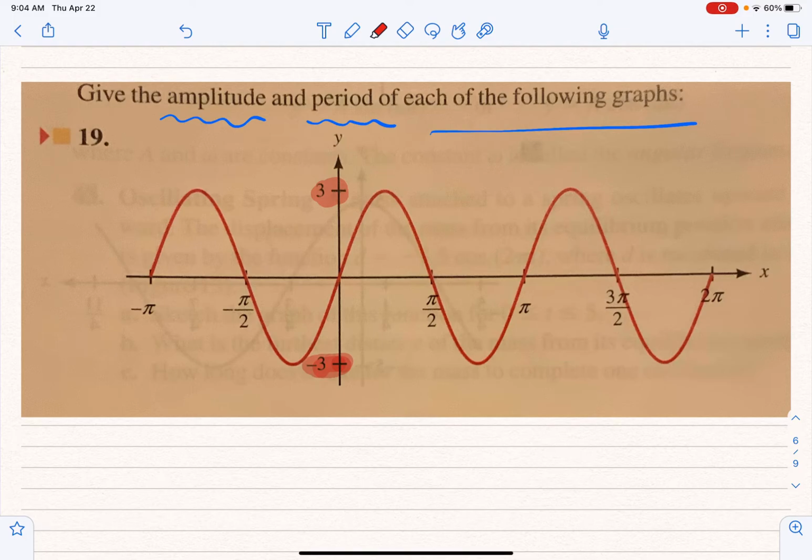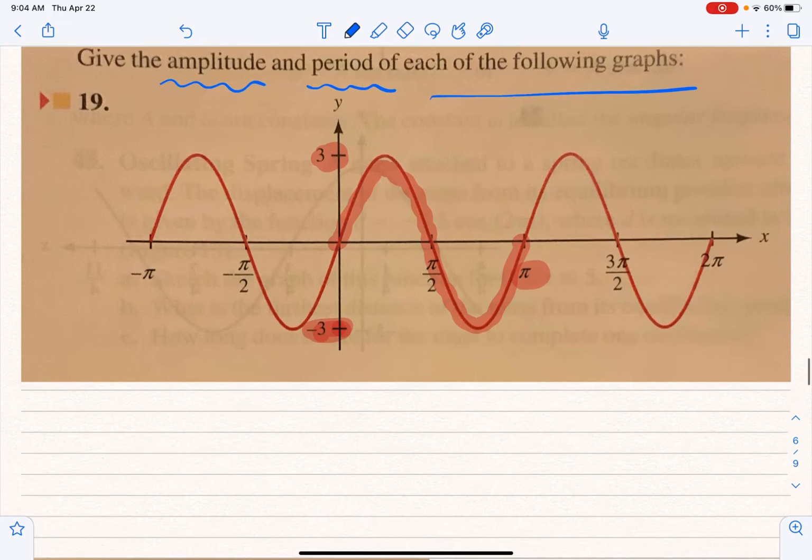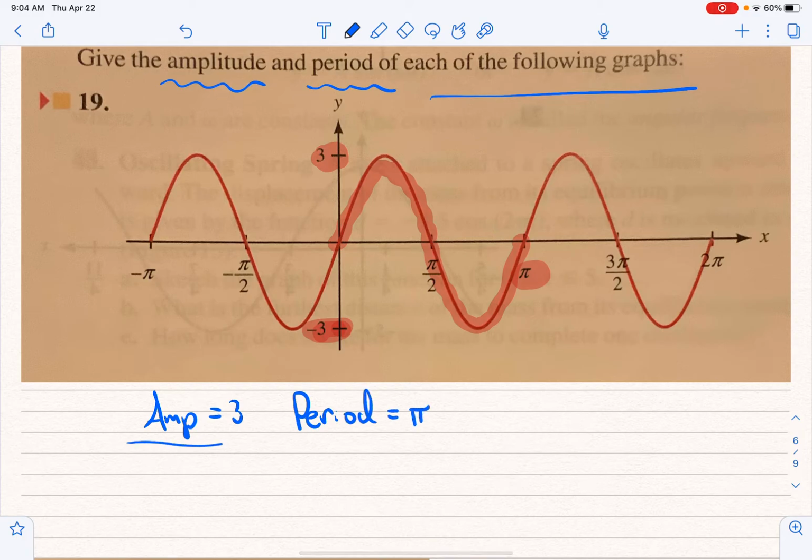Then what you have to do is you just got to follow along and see how long it takes to do one complete cycle. And you see that it does one complete cycle by the time it gets to pi. So therefore, the period is pi. So if I was doing the problem the way the book is asking, I'd say, well, this is easy. The amplitude is 3, and the period is pi. But what I want you to do is take this information and now write an equation. The first part is easy. Putting in the amplitude is easy. The second part, the period, is a little bit more difficult.